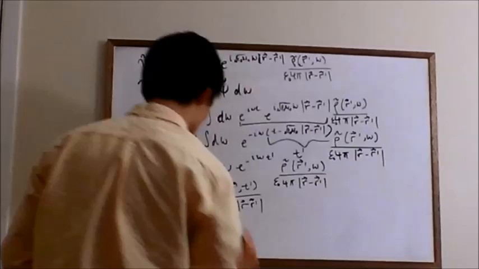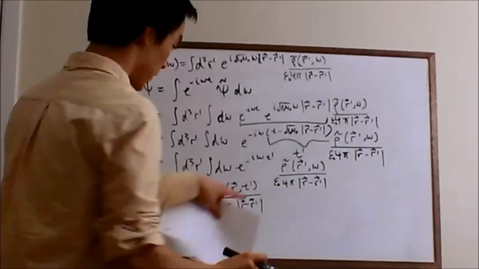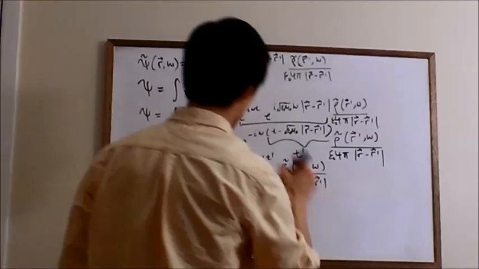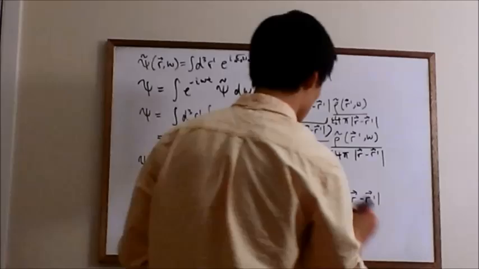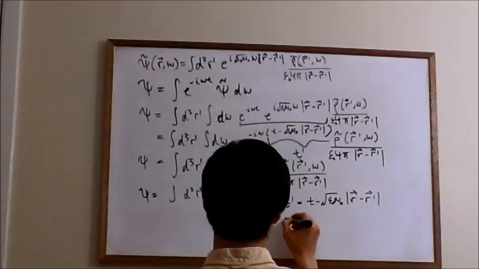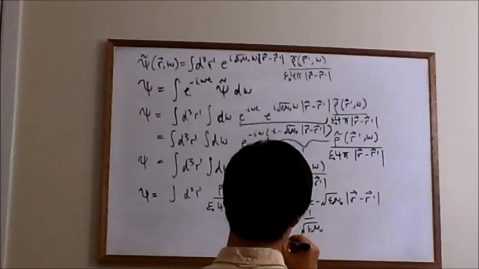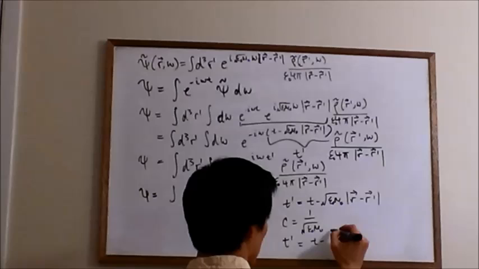Here t prime is going to be defined as this right here, epsilon naught mu naught r. But if we define c, well, we know that c is equal to 1 over this value. What we're left with then is t prime is equal to t minus r prime all over c.